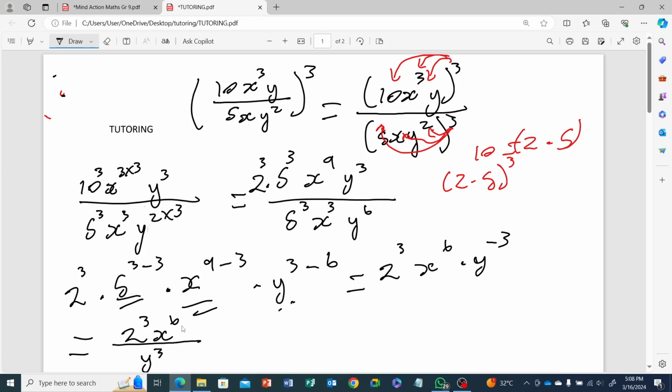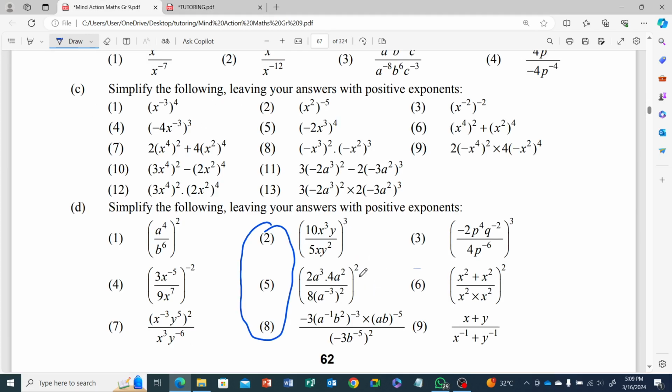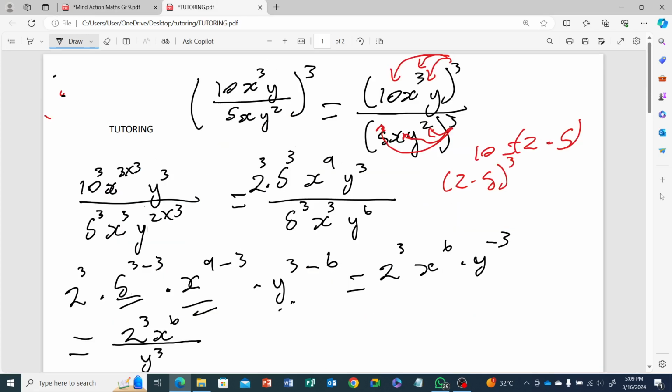Okay, I will proceed to the next question, which is this one here, number 5. Let us see how we deal with number 5.